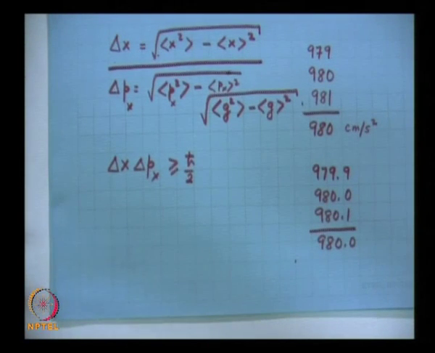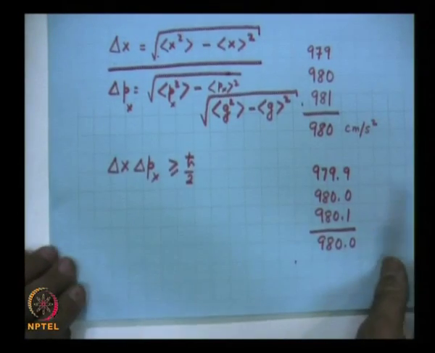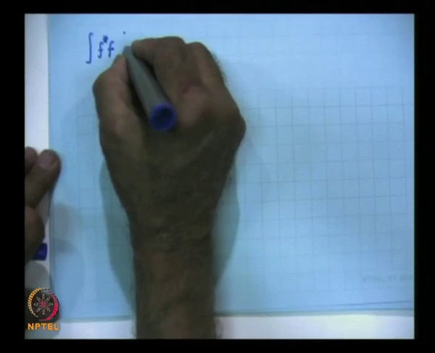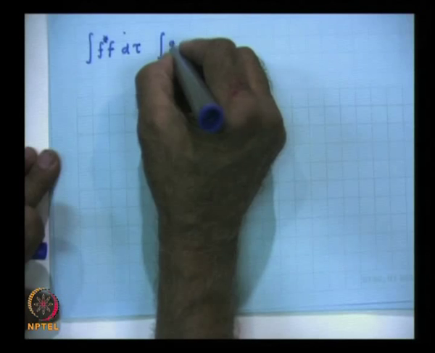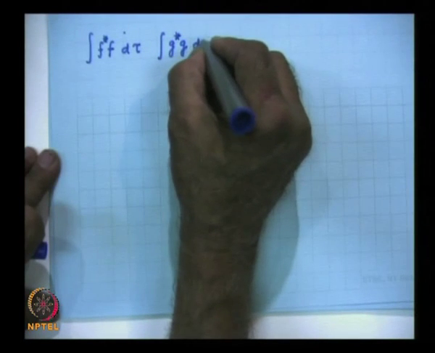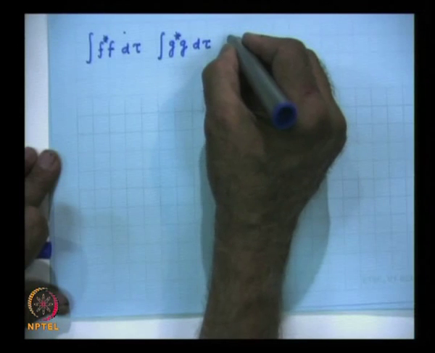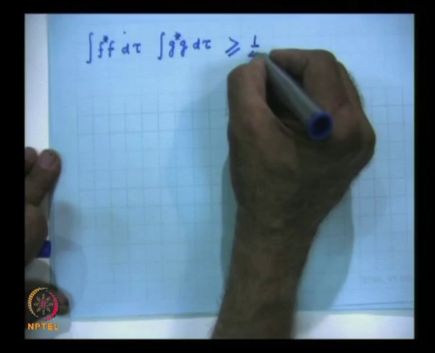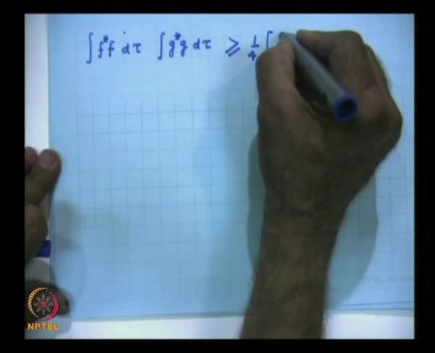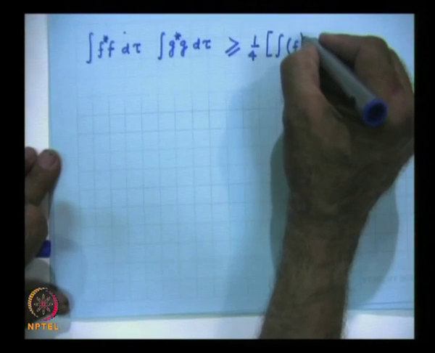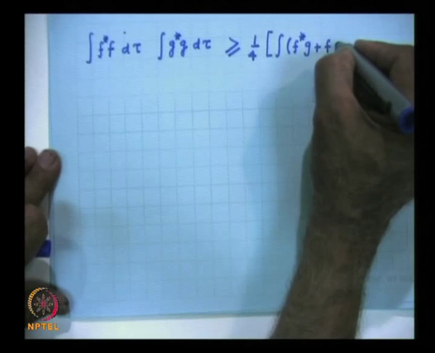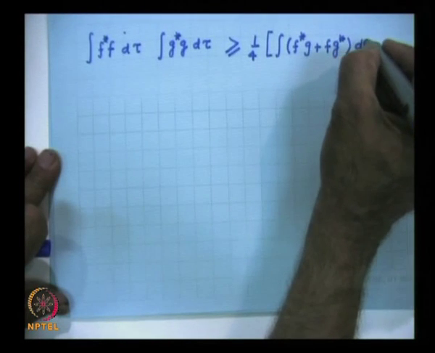Now, in order to derive that, we will first prove an inequality, and this is known as Schwarz's inequality, and the inequality is: I have the integral of f star f d tau multiplied by the integral of g star g d tau, where all functions f and g are well behaved square integrable functions. This is always greater than or equal to 1 by 4 brackets integral f star g plus f g star d tau whole square.